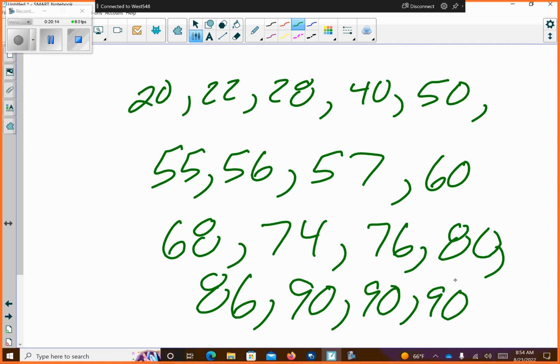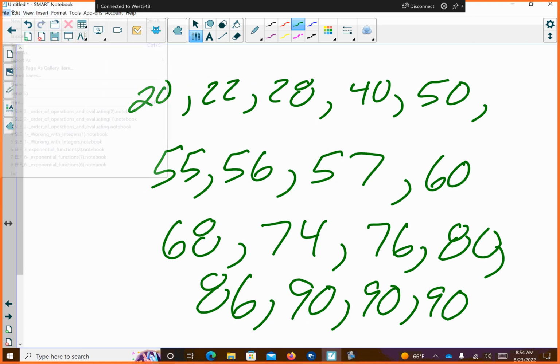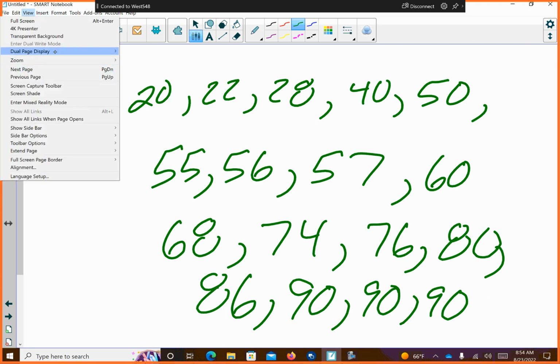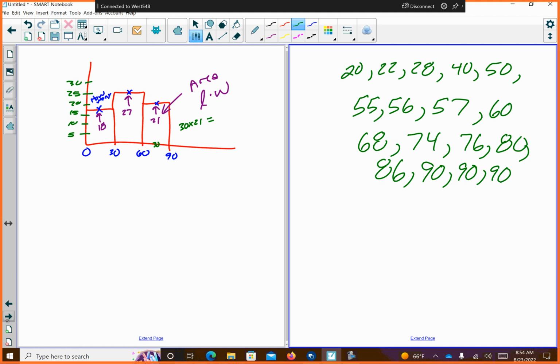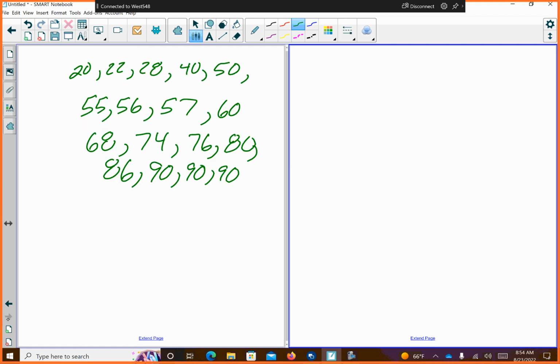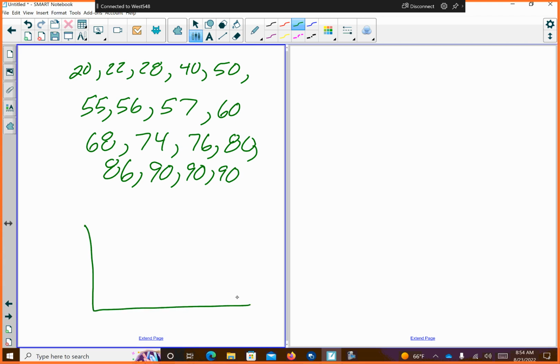But let's say we wanted to create ourselves a histogram. So I could do this. Let me bring this down. File, view, dual display on. Okay, so one way I could represent this histogram is this. 0 to 100.